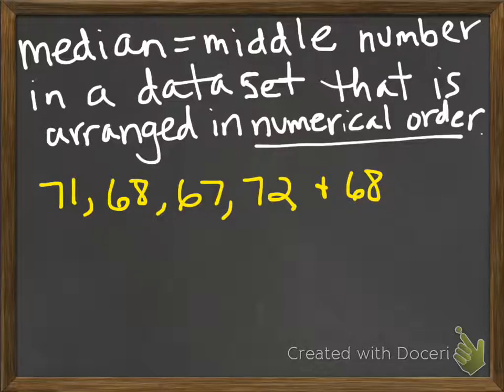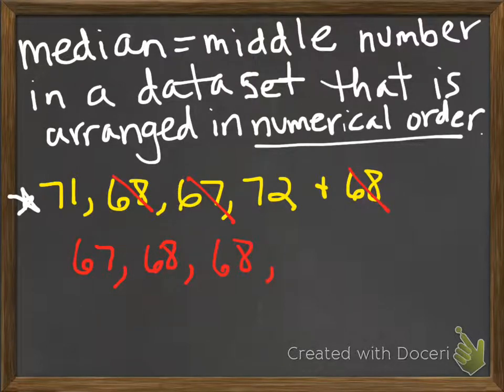So if we look at the numbers from the previous mean example, are these in numerical order? No, we start with 71 and then 68. So let's put that in numerical order, from least to greatest. We're going to put 67 first, and then 68, and then we have another 68 here, and then 71, and lastly 72. So now it's in numerical order from least to greatest.